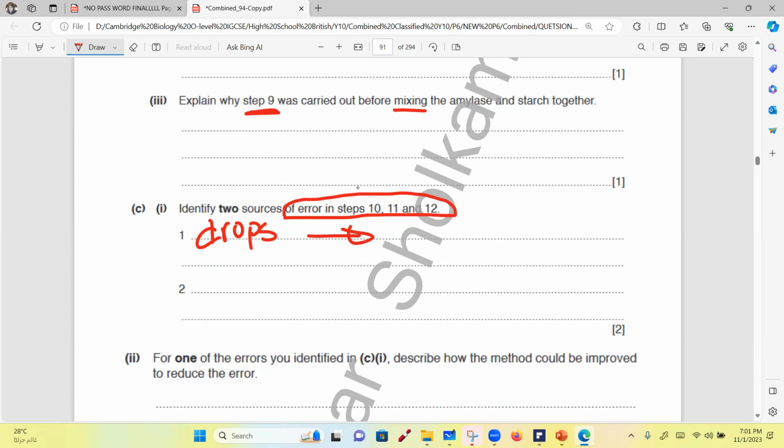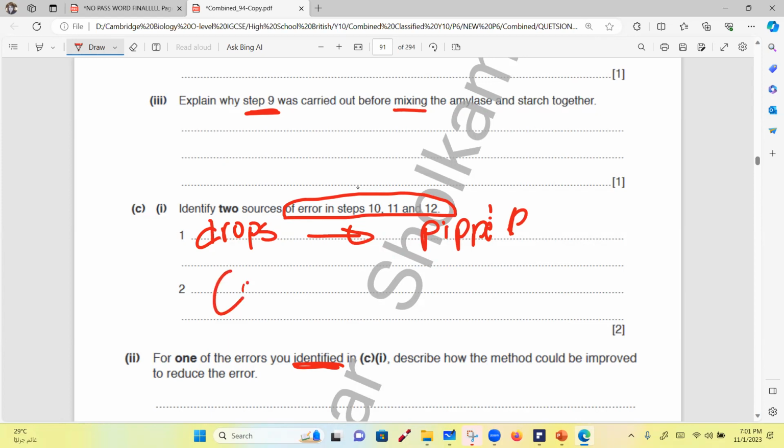How can you improve that? Use a graduated pipette or a pipette. Very good. I use a pipette, I use a burette, I use something more accurate. Another error. Timing between the samples, no repeats. Yes, all this is accepted. I did not do any repeats, so I will repeat at different concentrations.